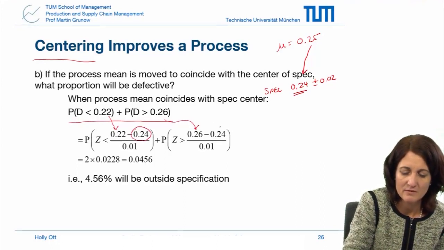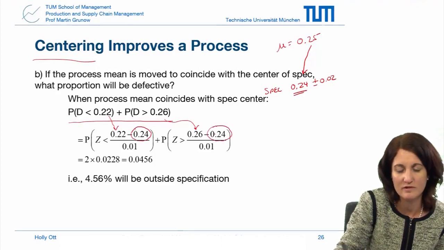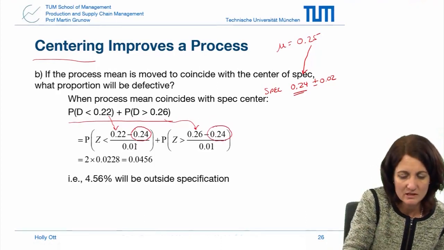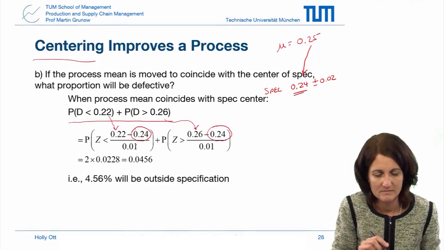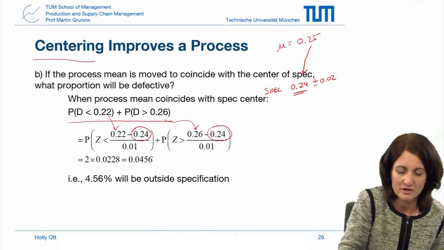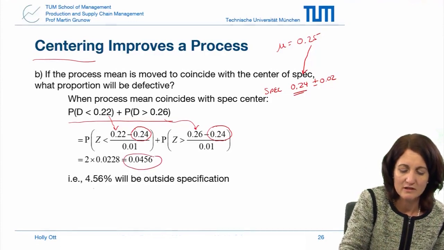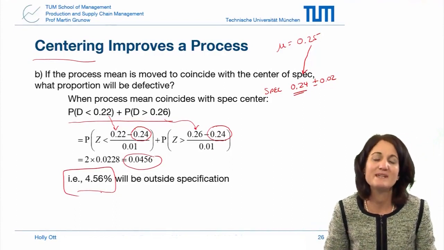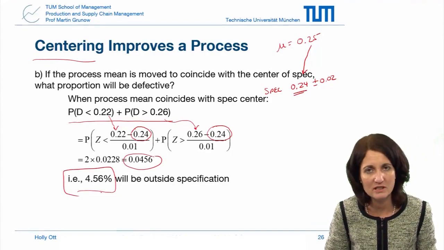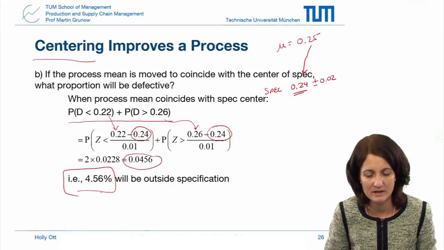But this time, instead of 0.25, we've got a new process centered. Haven't changed the standard deviation. We've centered our process, and of course, this is then symmetric on either side. And if we look up on our tables, we find that instead of 16%, just by centering our process, not changing the standard deviation at all, we reduce the proportion out of spec.